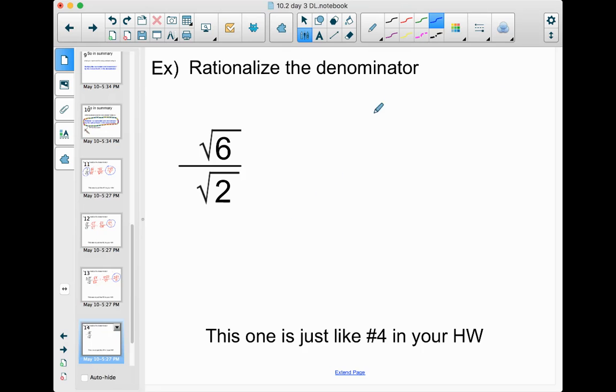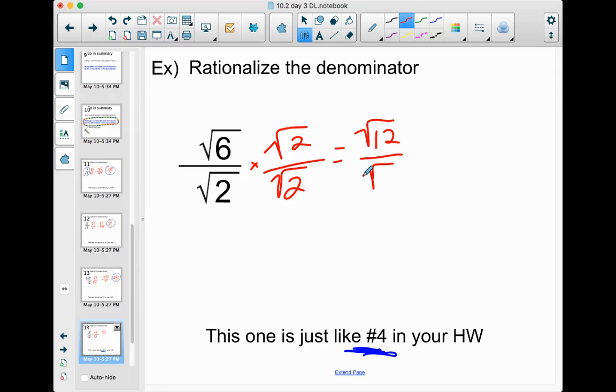And this one can be kind of tricky. So a lot of you are going to get stuck on number 4 on your homework. You're going to want to look at this example to help you with it, okay? So I think you would know how to start it at this point. Square root of 2 in the bottom, so we've got to multiply by square root of 2 over square root of 2. All right, and that's going to give me the square root of 12 on the top over the square root of 4 on the bottom.